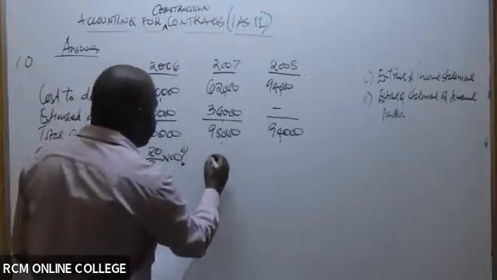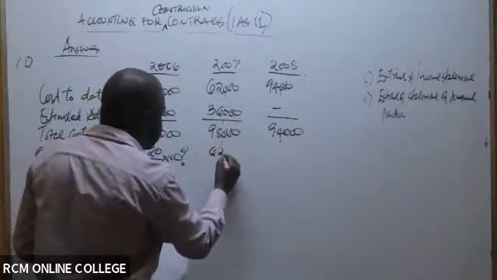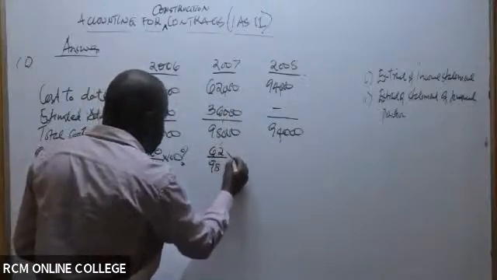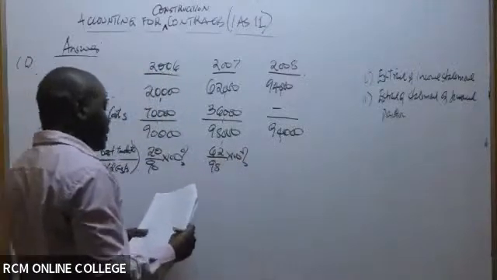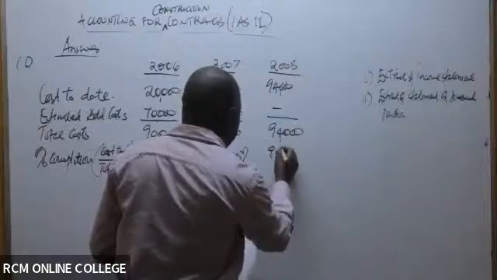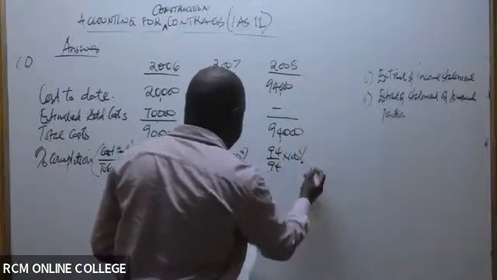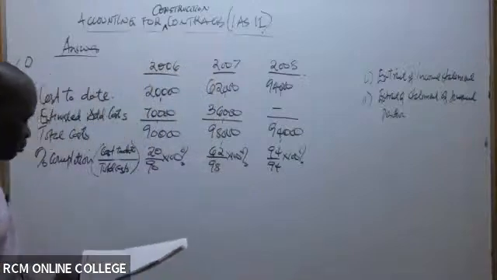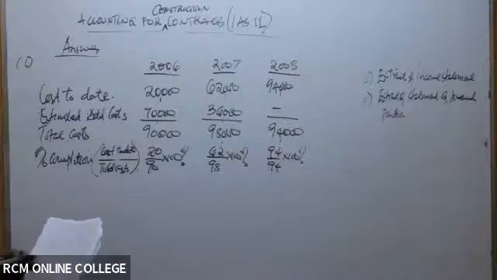Hii utachukua in this case 62 divide by 98 multiply by 100%. Hii utachukua 94 over 94 multiply by 100%. So what are you getting as the percentage here in the first year?